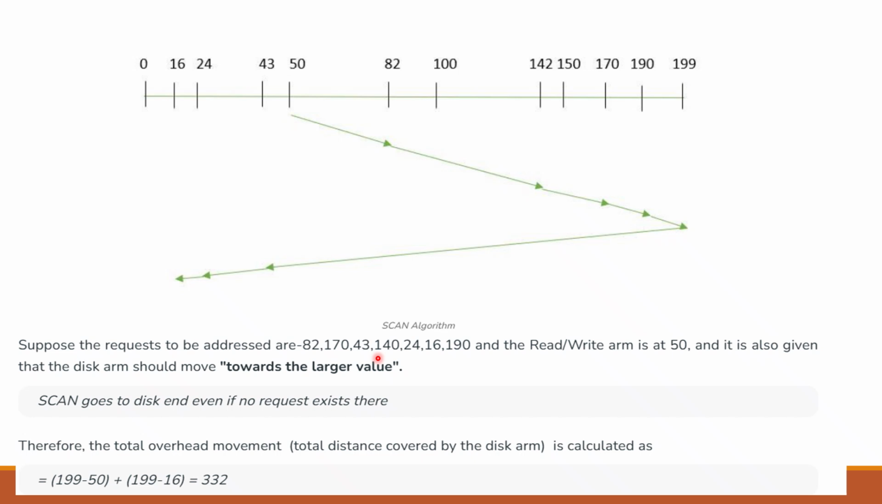After that 24, 16. Here the total head movement will be: from 50 it is going towards one direction till 199, so 199 minus 50. Then adding with that 199, after that it will be going in the reverse direction, so 199 minus 16.